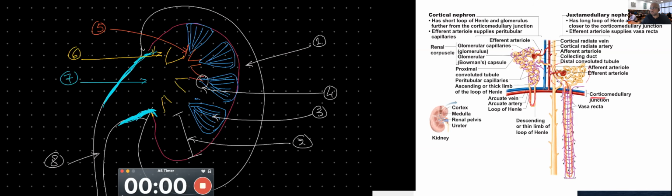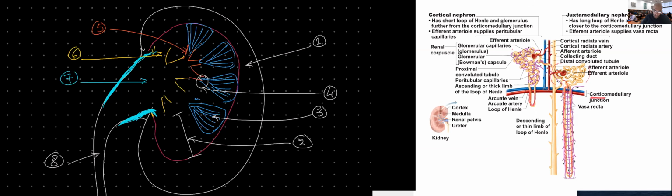All right, welcome back. See here a question. So the juxtamedullary nephrons are where the red line meets the blue pyramids, and they deposit urine into the pyramids.